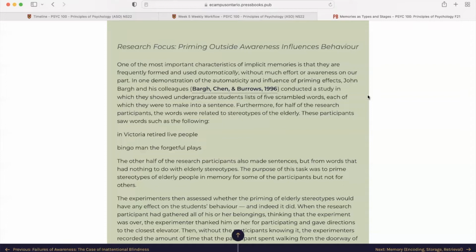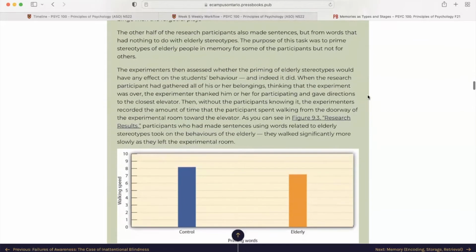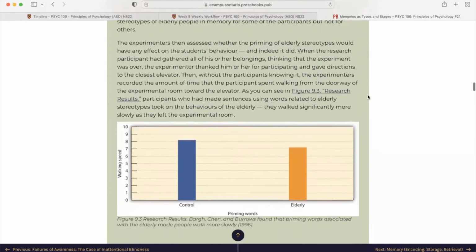Furthermore, for half of the research participants, the words were related to stereotypes of the elderly. These participants saw words such as the following: in Victoria, retired live people. Bingo man, the forgetful, plays. So then they had to unscramble those words, right? In Victoria, retired people live. Retired people live in Victoria, that type of thing. The other half of the research participants also made sentences, but from words that had nothing to do with elderly stereotypes. The purpose of this task was to prime stereotypes of elderly people in memory for some of the participants, but not for others.